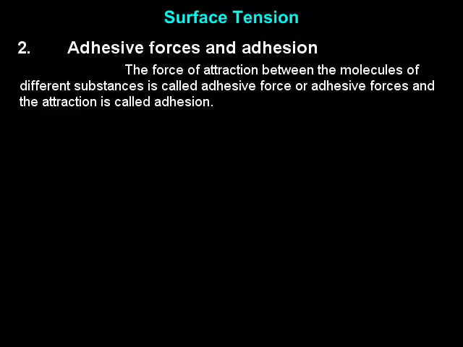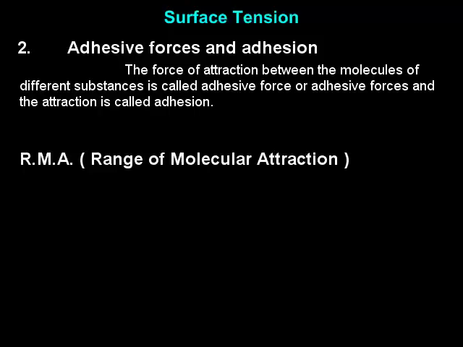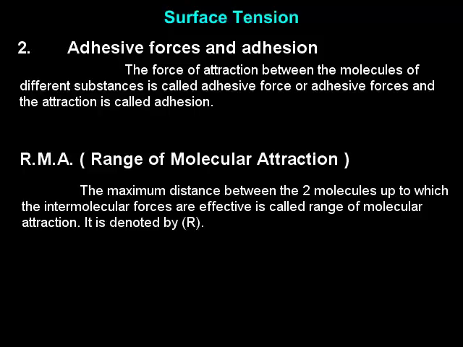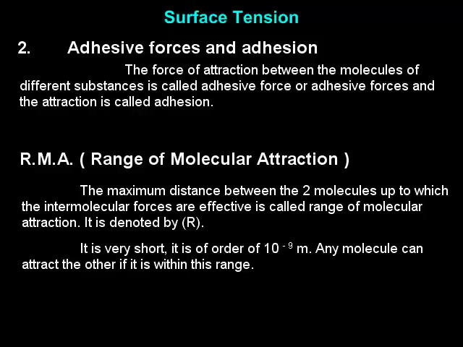Range of molecular attraction. The maximum distance between the two molecules up to which the intermolecular forces are effective is called range of molecular attraction. It is denoted by R. It is very short. It is of order of 10 raised to minus 9 meter. Any molecule can attract the other if it is within this range.